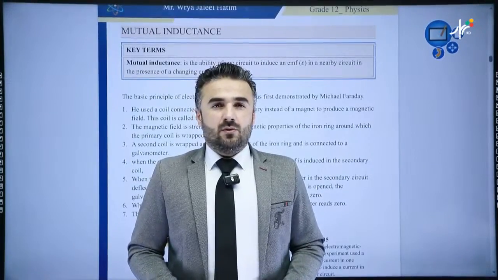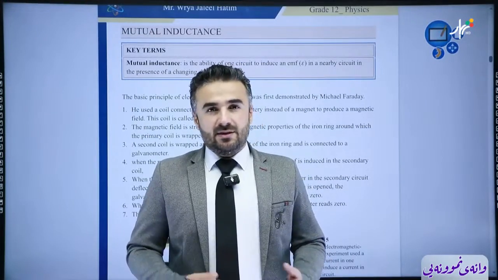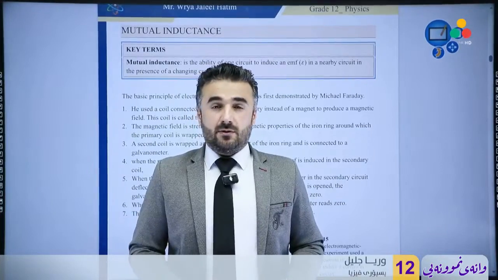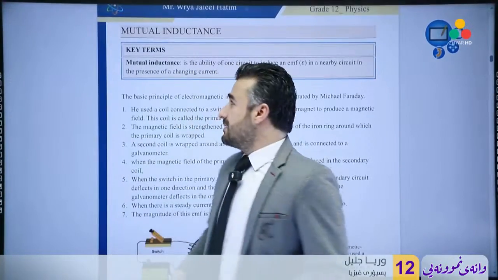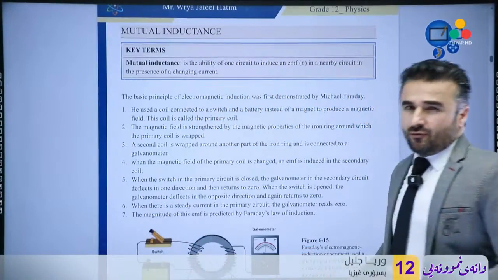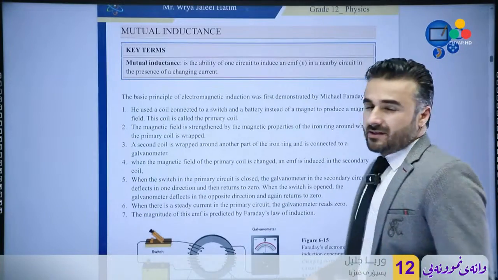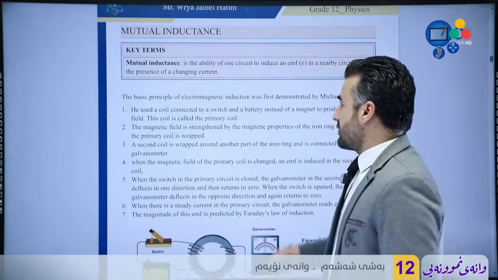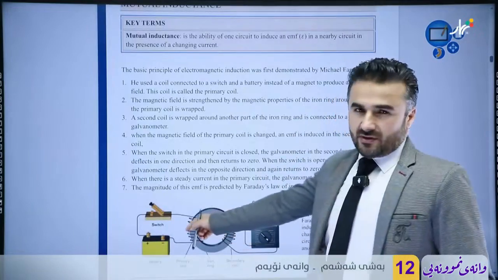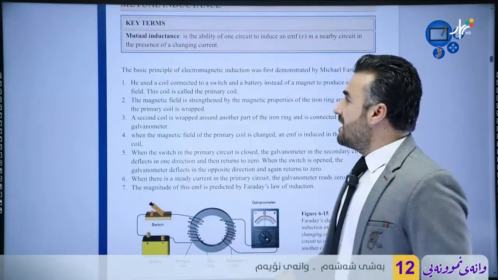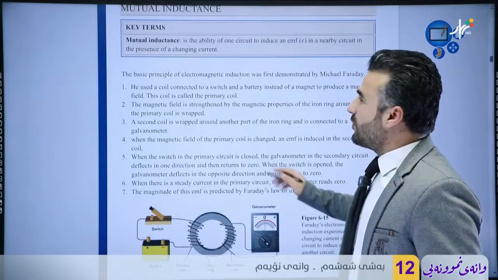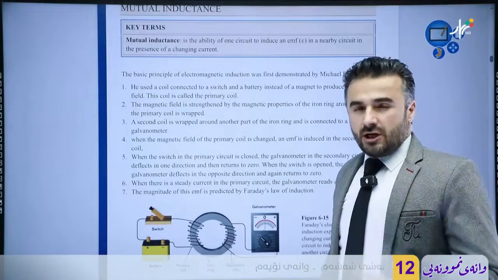In the previous video lesson, we talked about mutual inductance, and simply we said mutual inductance is the creation of voltage, or the ability of one circuit to induce an electromotive force, or voltage, in the other circuit. And of course, we used to call one of the circuits the primary circuit and the other one the secondary circuit.